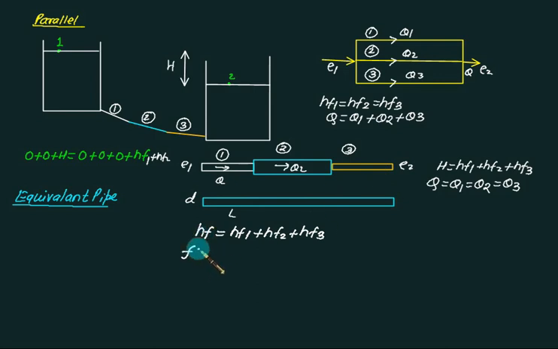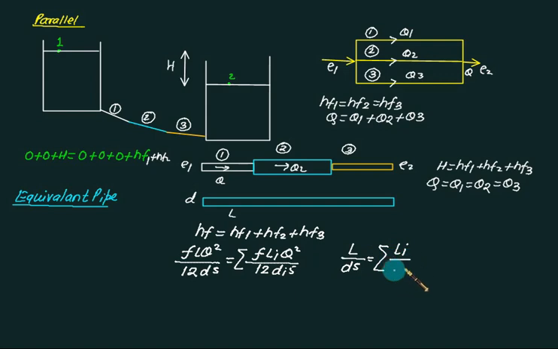So this is F L Q square divided by 12 d to the power 5. The rest of the terms I will simply write as a summation. F is common for all. L is Li, as all pipes have different lengths. All pipes have the same discharge, the square term, divided by 12, and all pipes have different diameters. So in that case F is cancelled, 12 is cancelled, and you get the equation L by d to the power 5 is equal to summation of Li by di to the power 5.